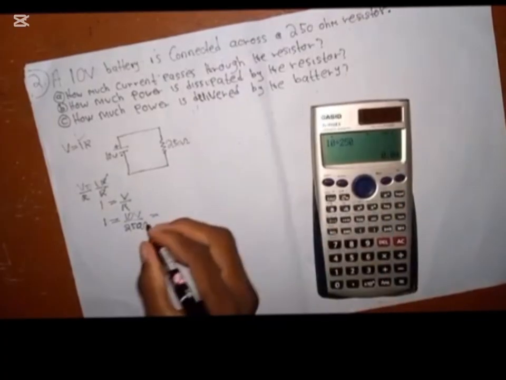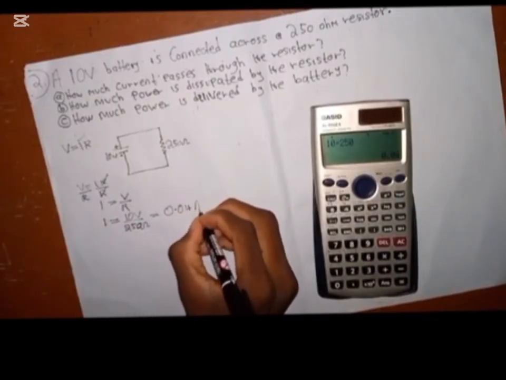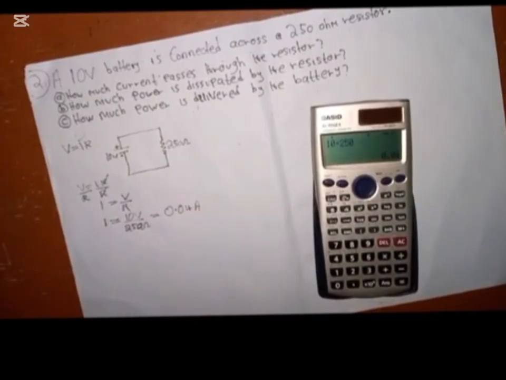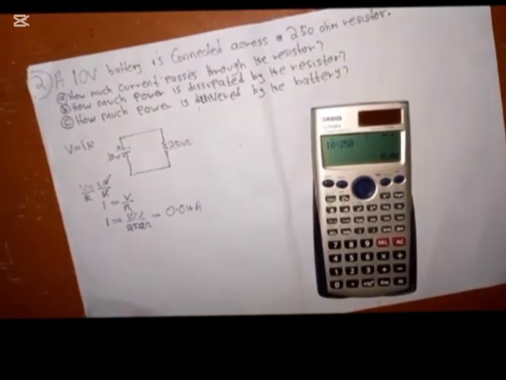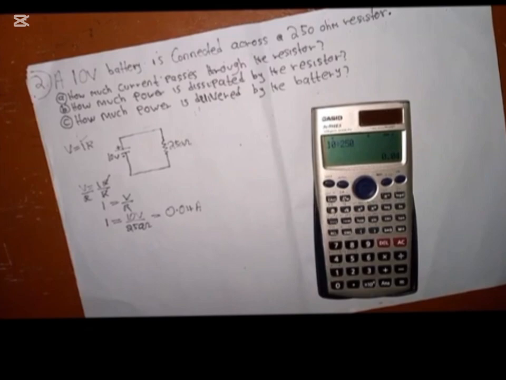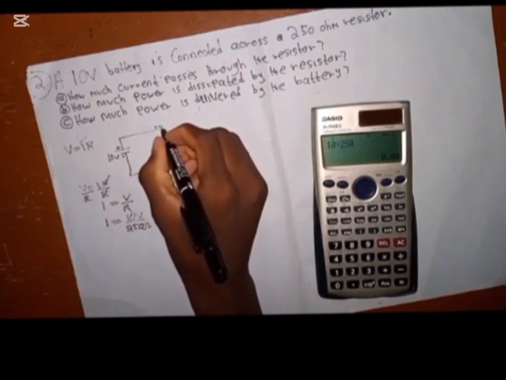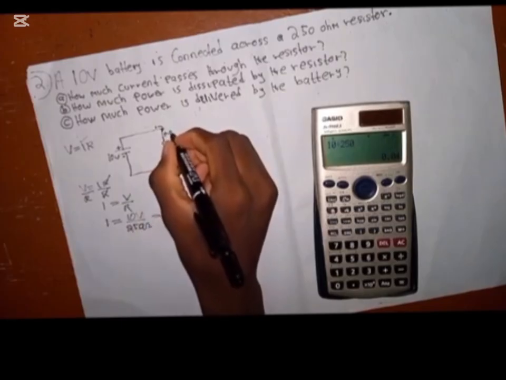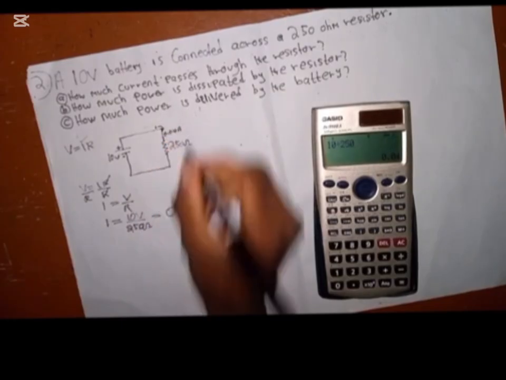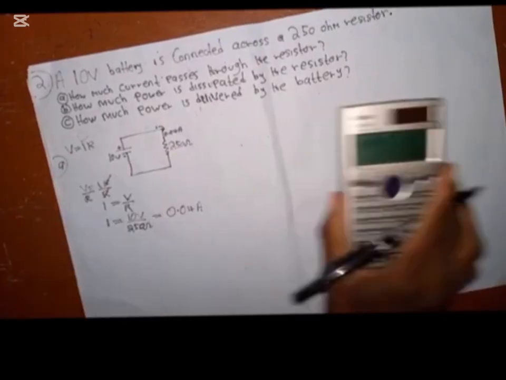So therefore, the current is 0.04 amps. This shows that the current that passes through the resistance is 0.04 amps. Okay, that's for 5. Let's move to 5B.